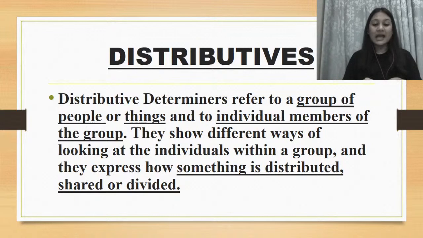They show different ways of looking at the individuals within a group. And with distributors, we actually come to know whether we are talking about an individual. Once we add any sort of distributor in front of it, we start giving a different set of attention to that particular group or to an individual. And they express how something is distributed, shared or divided. With those particular distributive terms, we come to know that particular people or things are being either shared or divided or distributed.